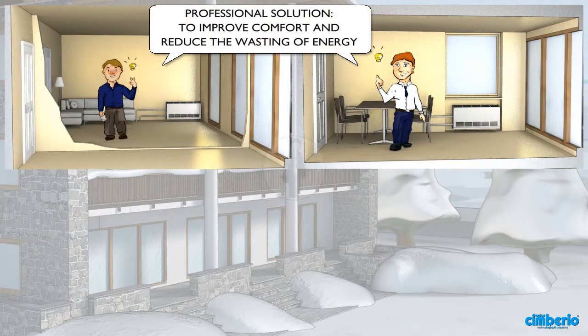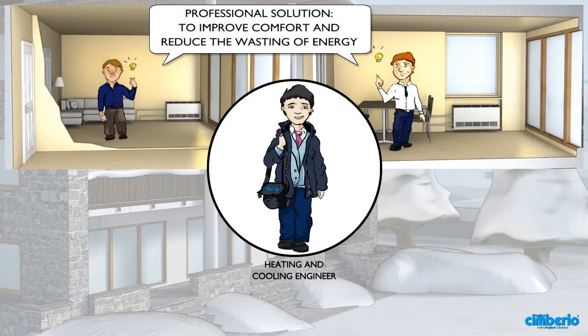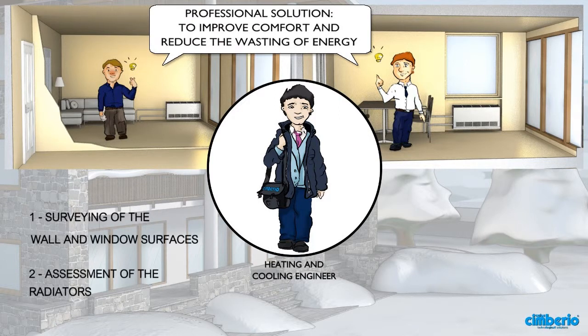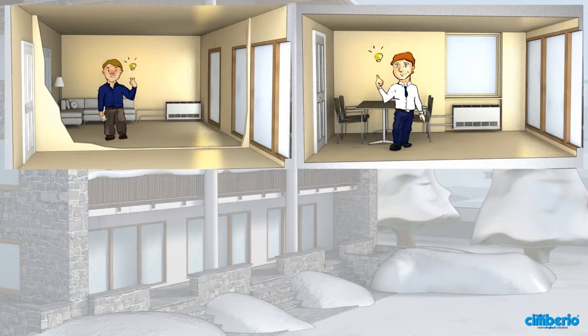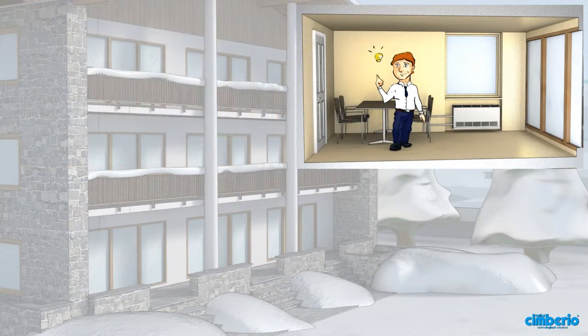To resolve all the problems once and for all and to eliminate waste, a professional solution must be adopted. A qualified heating and cooling engineer will examine the apartments in the condominium to determine the heat transmission characteristics, which are different for every environment, and thus obtain the properties of each fan coil.